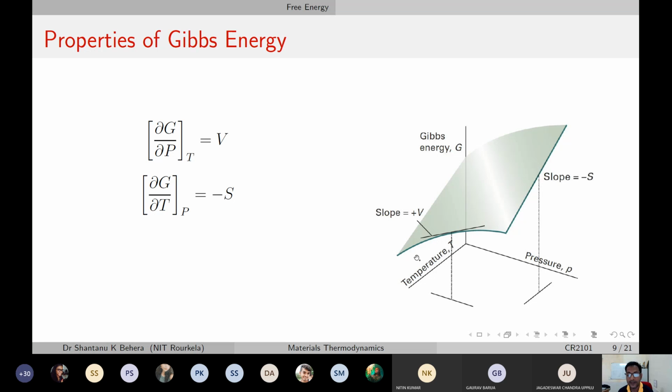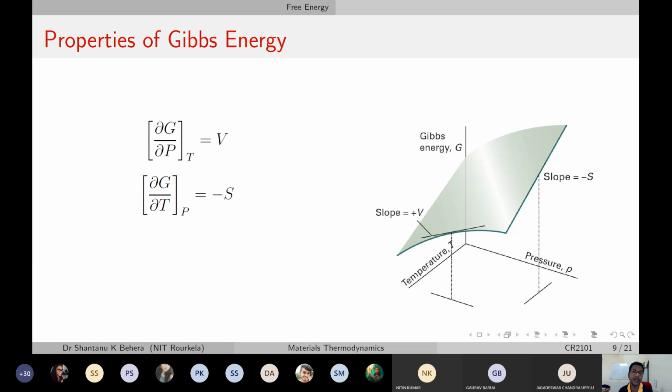And in that curve, what does it mean? Del G by del P, the partial of G by P, is nothing but the slope of it at every point. That's the slope of it. And then let's think about this. Del G by del P at constant T is V. V is what? V is the volume of the material. When you normalize it, it is sort of the molar volume of the material.